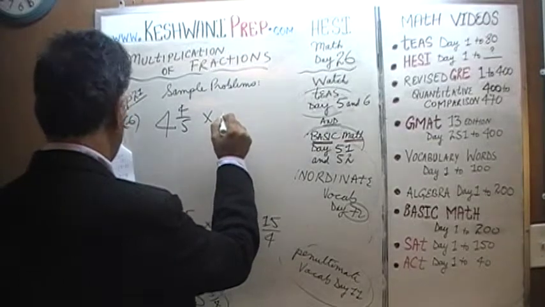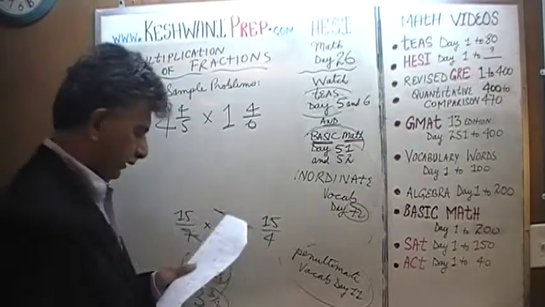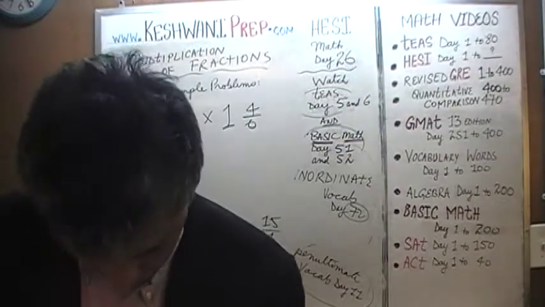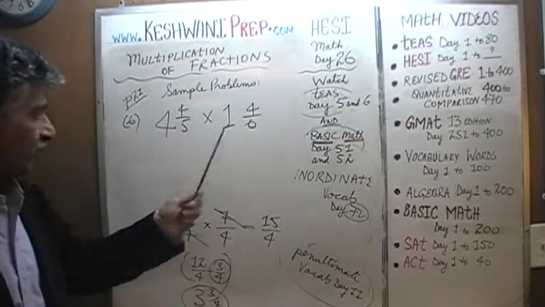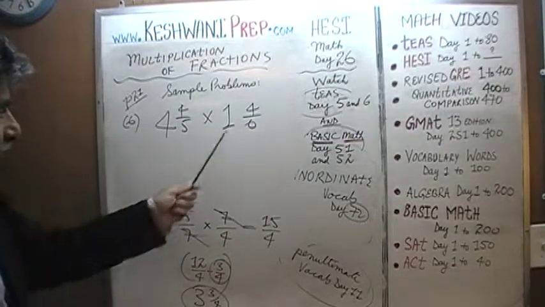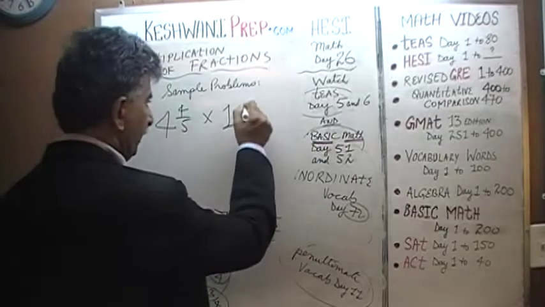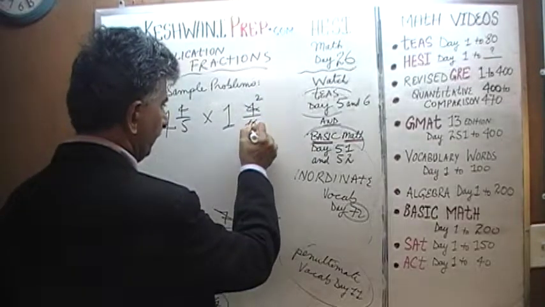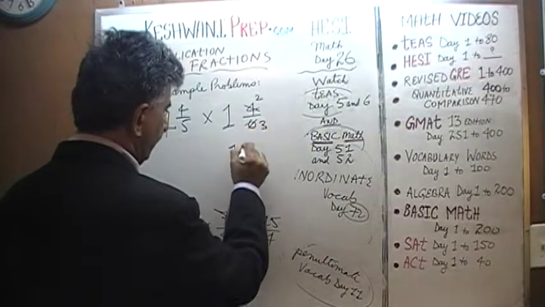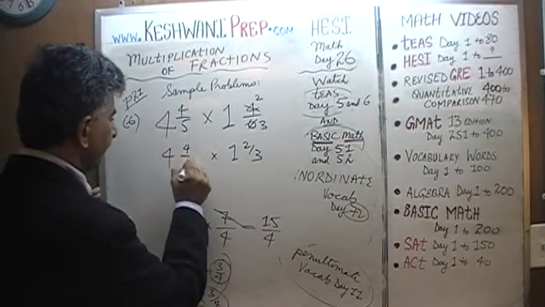4 4/5 times 1 4/6. The very first thing that we should do is to ask yourself, are these mixed fractions written in the most reduced form? The answer is no. 1 4/6, 4/6 can be reduced. This reduces, so it can reduce our work. 4 divided by 2 is 2, and 6 divided by 2 is 3. So it's 1 and 2 thirds times 4 and 4 fifths.